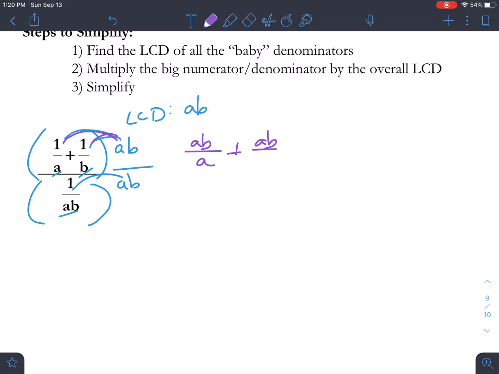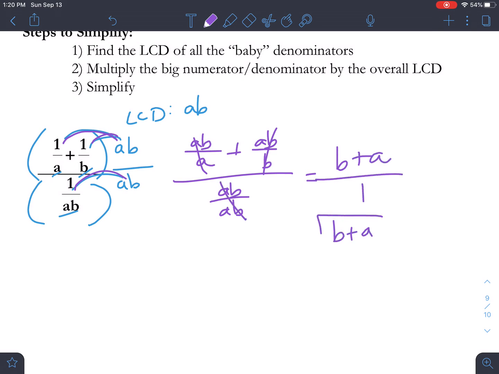Plus AB over B divided by AB over AB. Okay, so the whole point of this, and you can definitely simplify quicker than I am, is that you can cancel out all of these little denominators. So this should be B plus A divided by 1, which is just B plus A. So that whole quadruple fraction becomes B plus A.